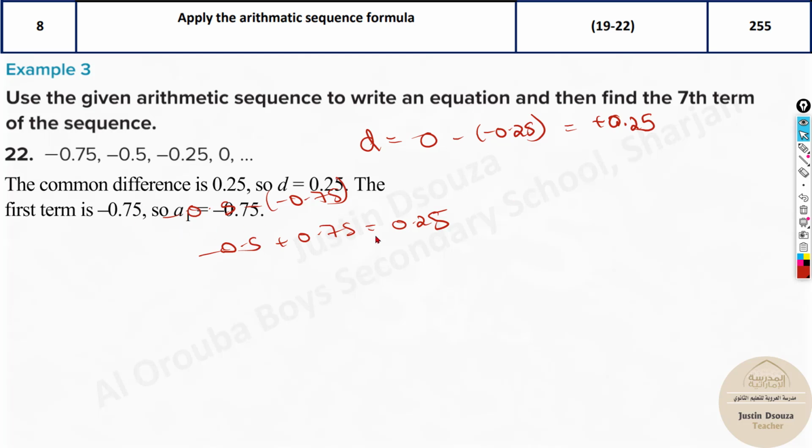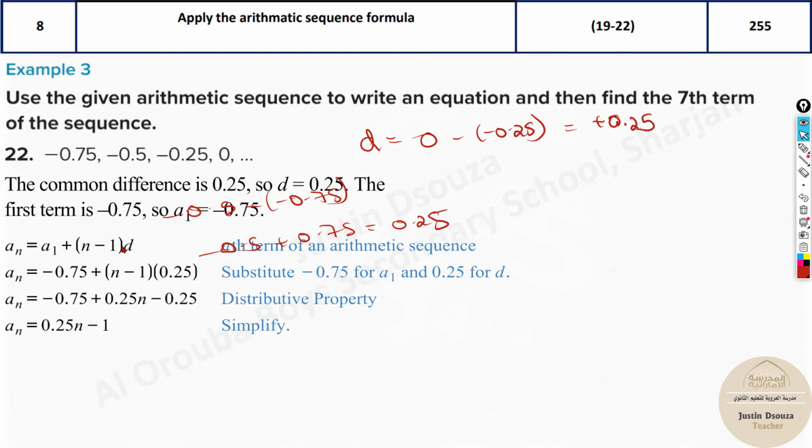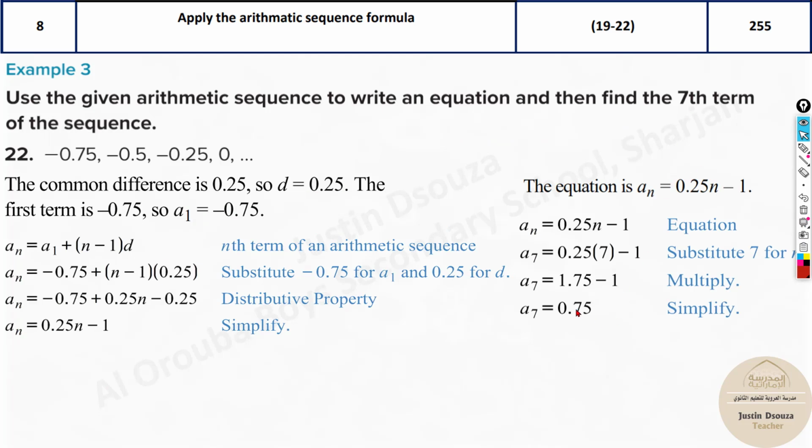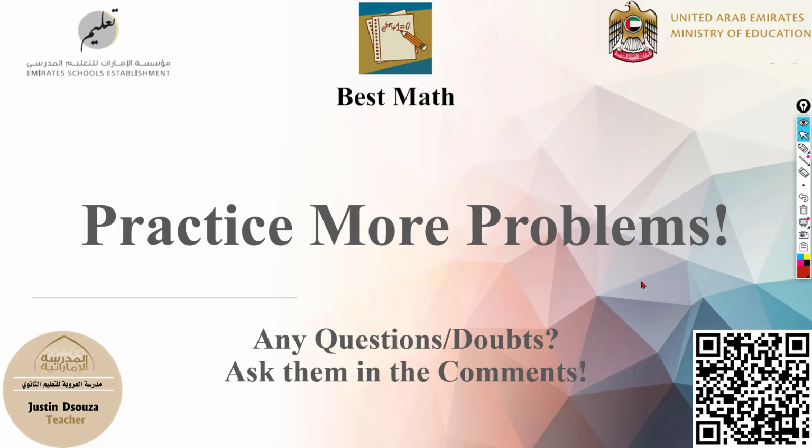So in this case, the d value is 0.25, and a is over here, negative 0.75. Substitute and get the answers. This is the equation. If you want the nth term, you just substitute the n value and get the answer. Very easy topic. Please make sure you remember the formula and you can easily solve the problems.